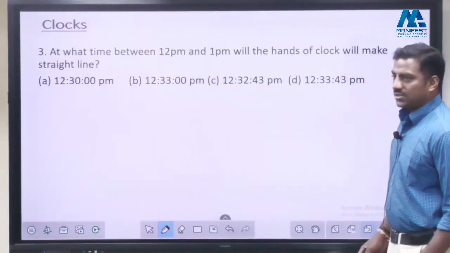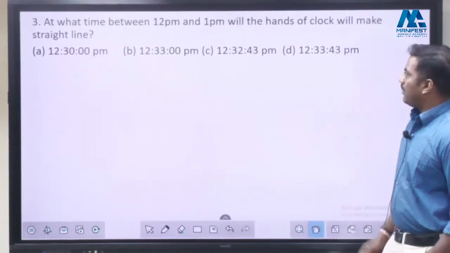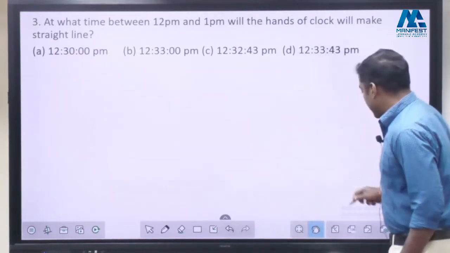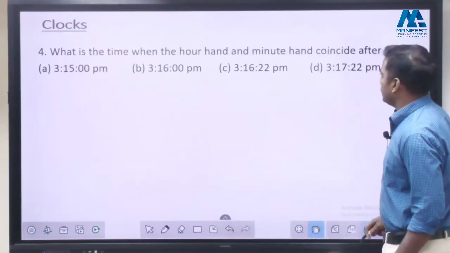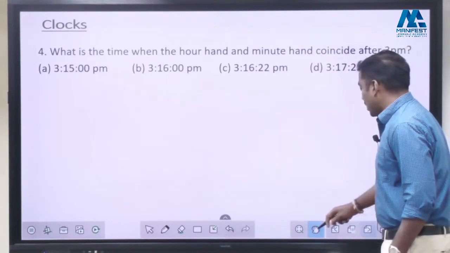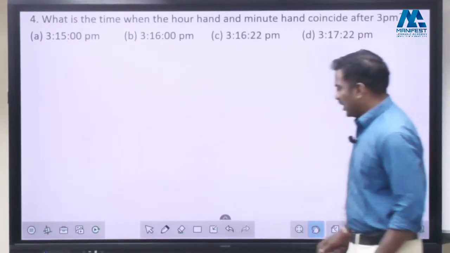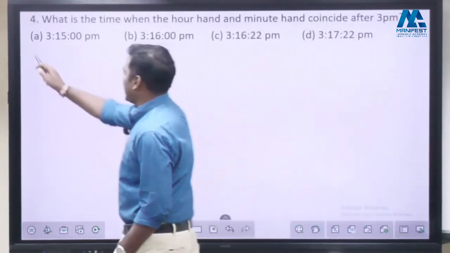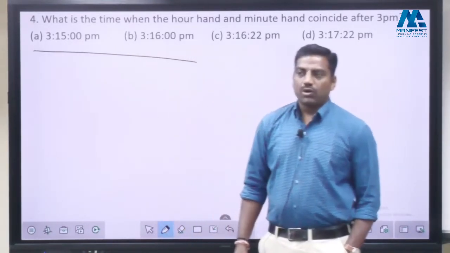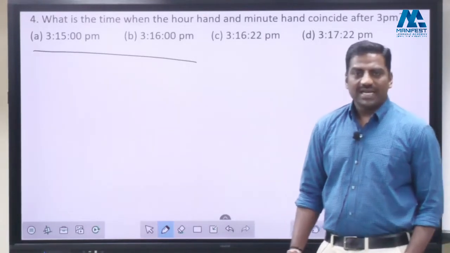Now, a few questions. At what time between 12 p.m. and 1 p.m.? I'll come to this question later. Let us look into 0 degrees first. What is the time when the hour hand and minute hand coincide? Before this, I will give the exact time for all the coincidences. First time after 12 o'clock, where did they meet? Somewhere close to 1.5, not exactly at 1.5.